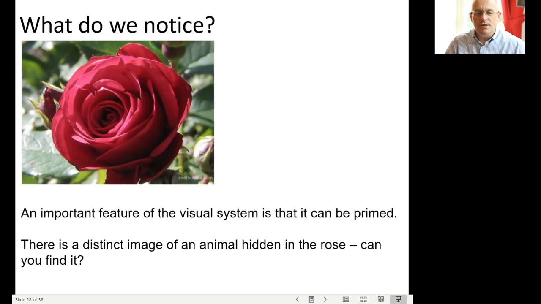What do you notice? Here's a picture of a rose. You can prime the visual system to see things. There is something very visible in this, and if you've seen it, well done. If you haven't, I'll tell you it's an animal, and it's hidden in the picture of the rose. And some of you might find it knowing that. Maybe the majority of you will not find it. And this works better in a classroom than it does one-to-one, because if you see it, you see it. If you don't, you don't, and you'll think, what is he on about?